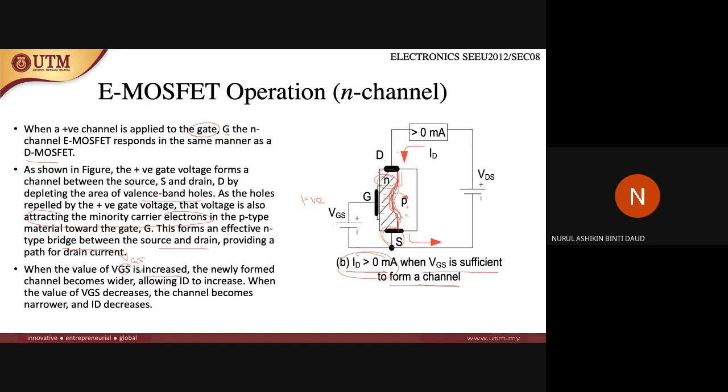So when the value of VGS is increased, the newly formed channel becomes wider and wider, allowing the ID to increase. When the value of VGS decreases, the channel becomes narrower and ID will decrease. So this depletion region is based on the value of voltage at VGS.